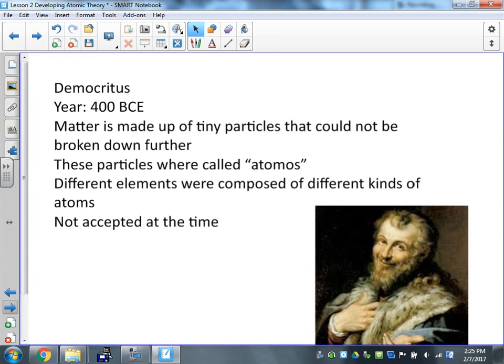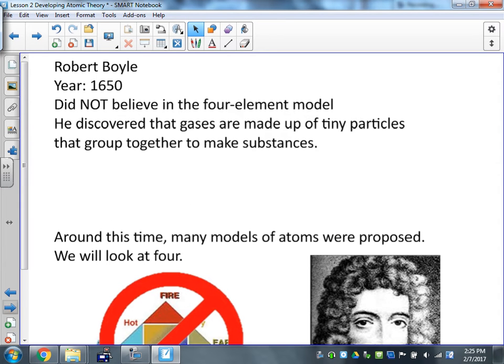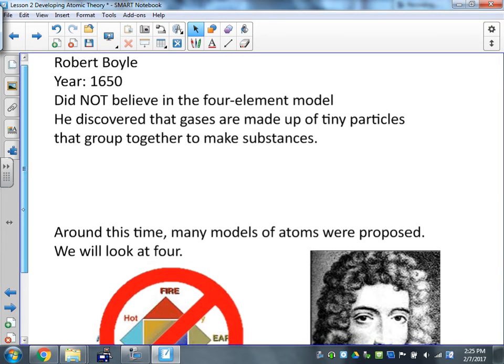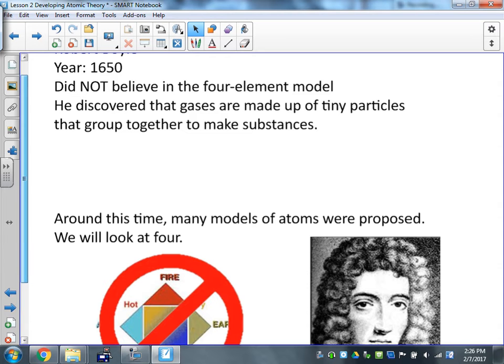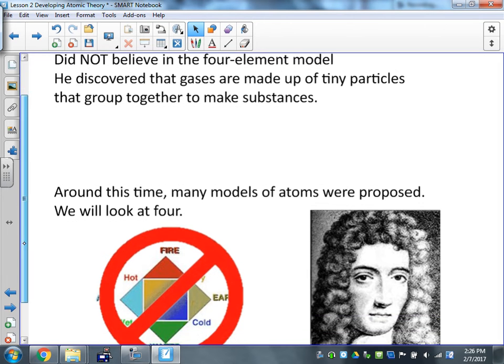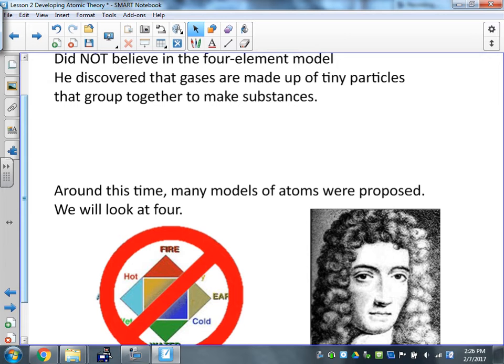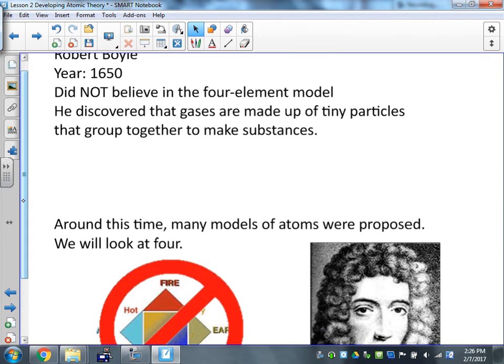Okay, so then in 1650, Robert Boyle came along, and he did not believe in the four elements. This guy's new for us. Really, in the big scheme of things, we don't probably need to know this guy as much. He's not as famous as the other ones, but nonetheless, in 1650, he did not believe in the four-element model, and he discovered that even gases are made up of tiny particles that group together to make substances. So he did not believe in this air and earth and fire and water kind of thing. So that was Boyle in 1650.